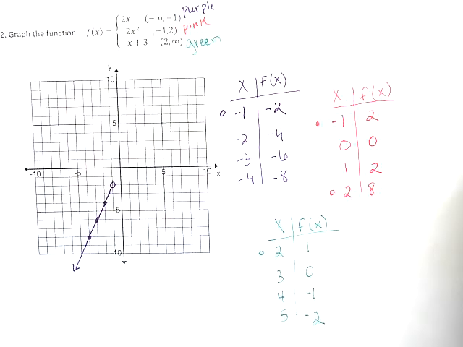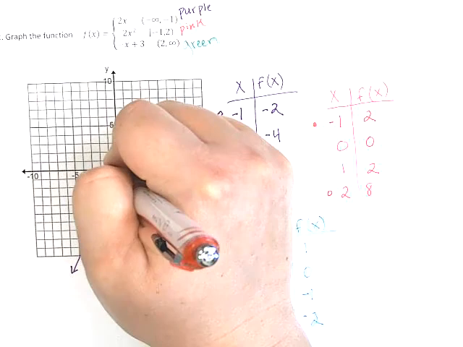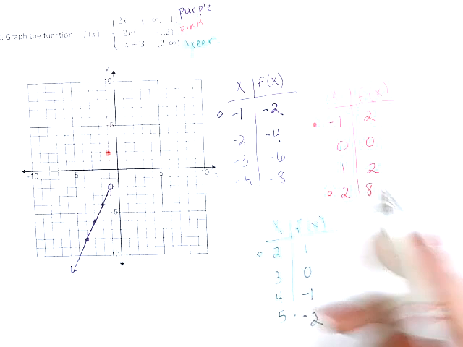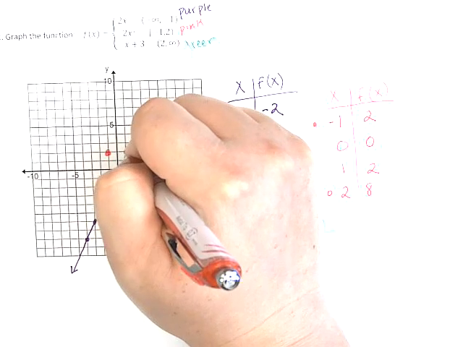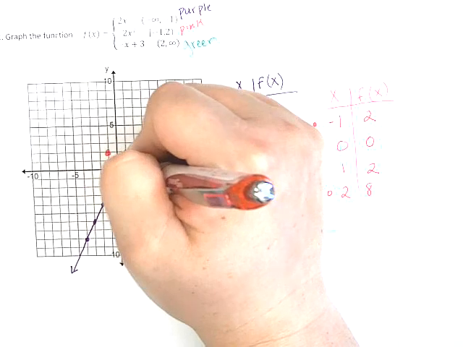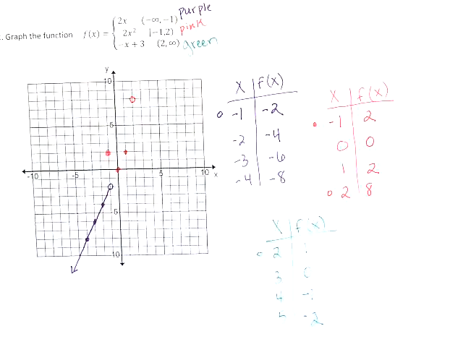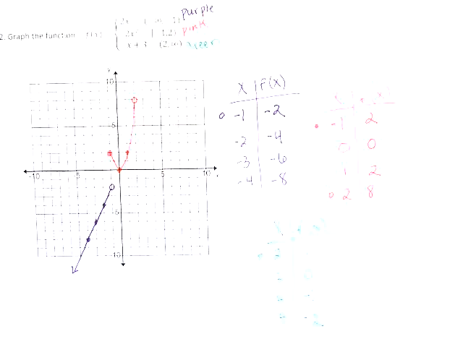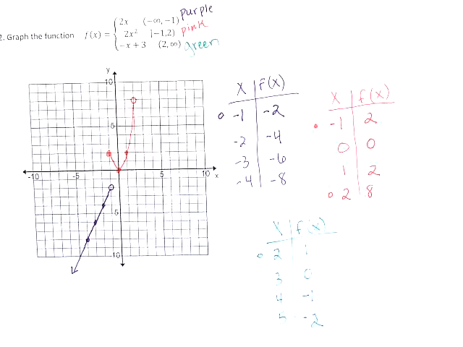Okay. Then for the second one, it's a parabola, so hopefully we've got a nice parabola shape going on. Negative 1, 2 is going to be a closed circle, so negative 1, positive 2 is closed. 0, 0, 1, 2, and then 2, 8 is going to be an open circle. Okay, and we can just connect our parabola there. Notice on this one, because this one stops at 2, we don't draw it off going to infinity forever. Okay, it stops at 2, 8.